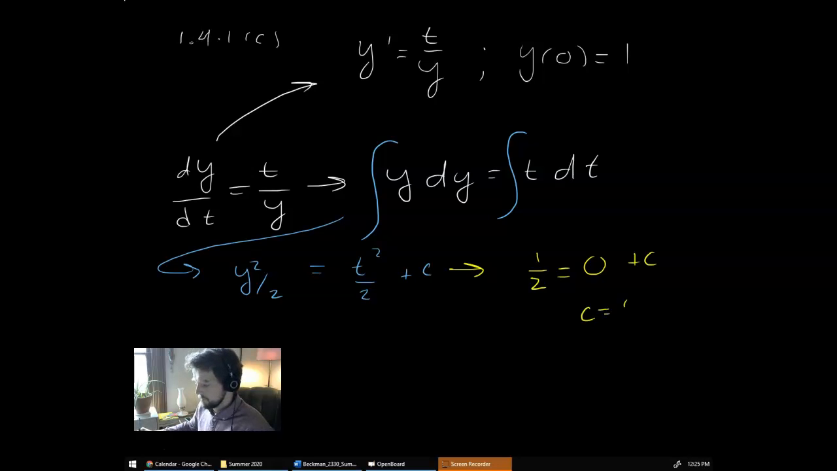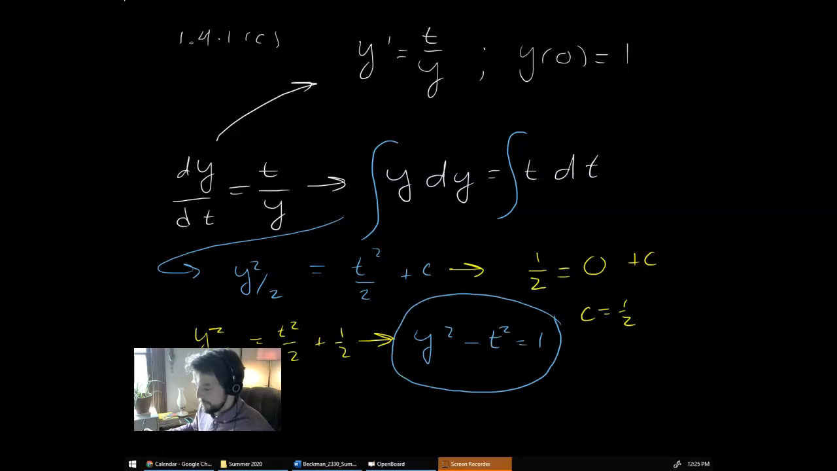Great. So we can write this as y squared over 2 is equal to t squared over 2 plus 1/2. Or what might be a little bit prettier is to just write that as y squared minus t squared is equal to 1. Okay, so there is a form that we can use.